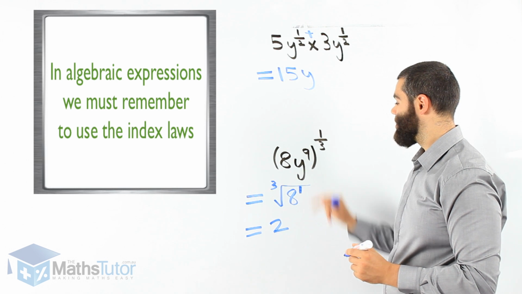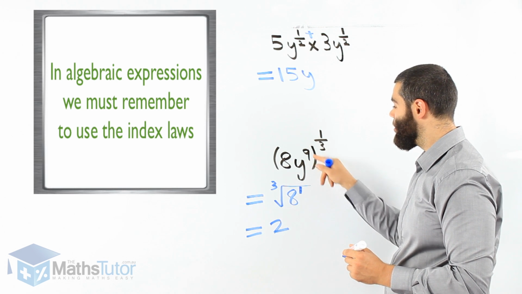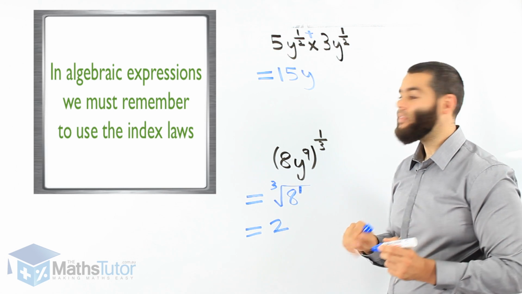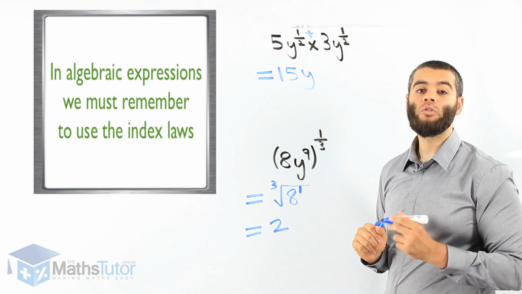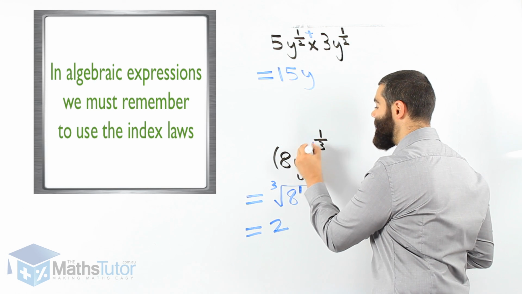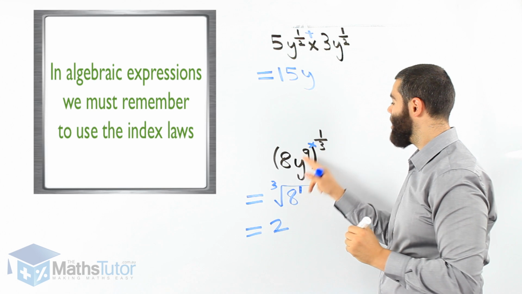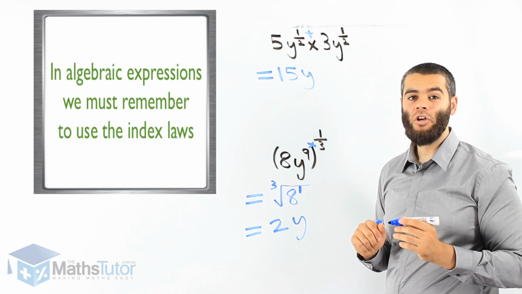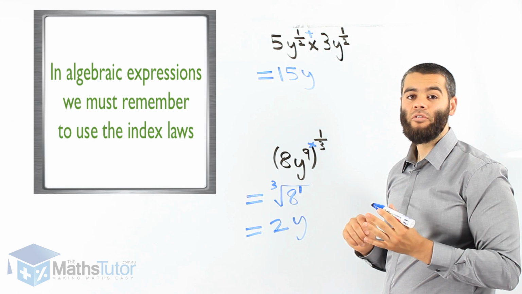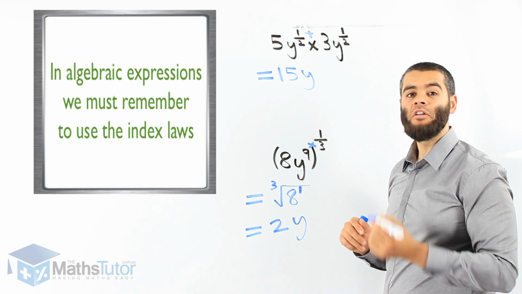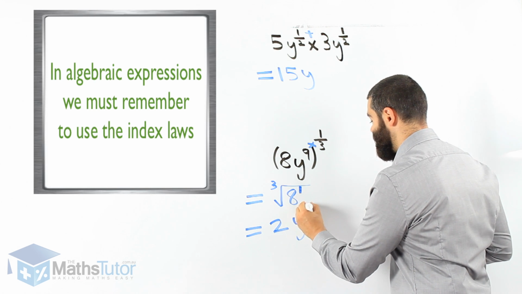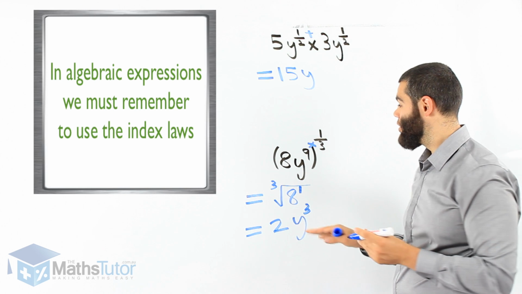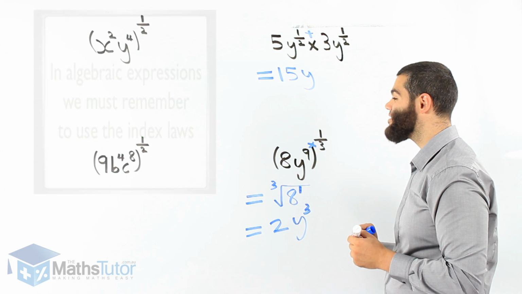Now that's completed. Now we look at y to the power of 9, all to the power of a third. We learn that a power to a power, you multiply. A power to a power, you actually times. So 9 times a third. When you're timesing a number by a third, you're actually dividing by 3. So 9 divided by 3, the answer is 3. 2y cubed. 2y cubed, that's the answer.